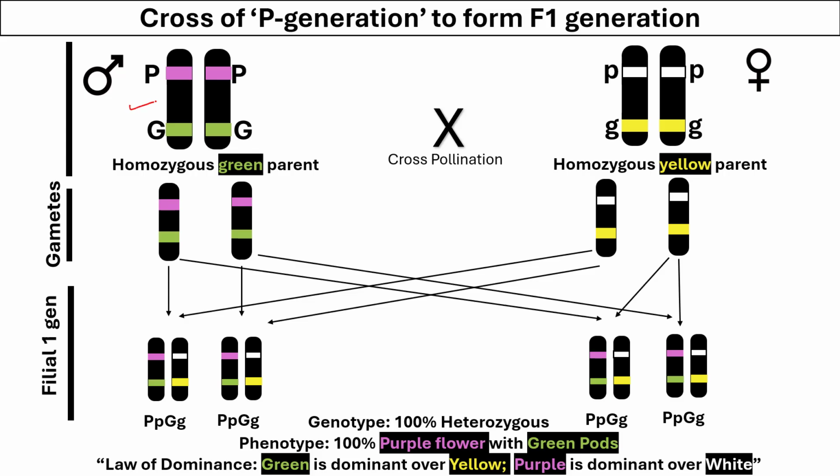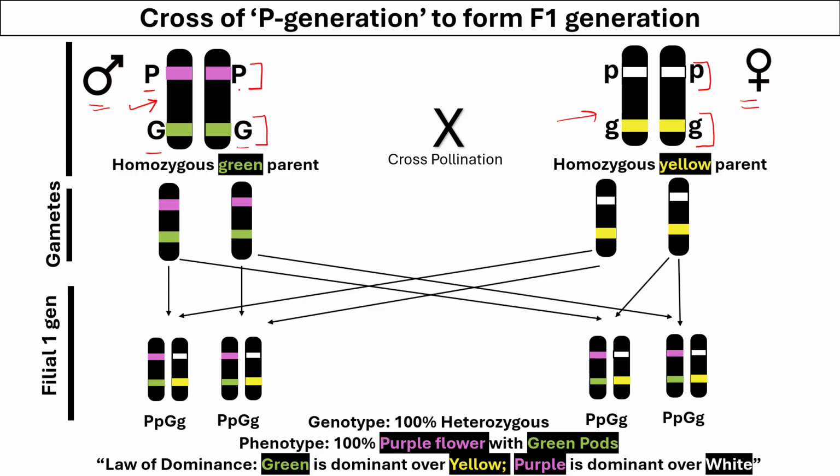Here is a homologous pair of chromosomes in the father, and here is a homologous pair of chromosomes in the mother. At one location there is the gene related to the pod color, and at another location there is a gene related to the flower color. Here also at one location there is a gene related to pod color, and at another location there is a gene related to the flower color. Here you have both capital G, capital G.